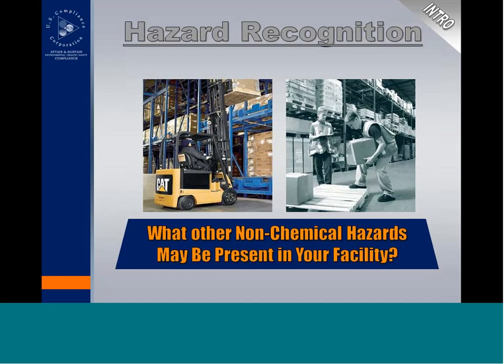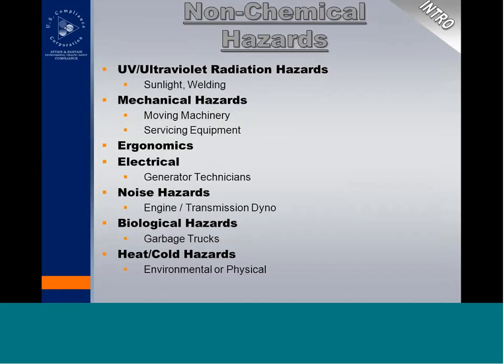So, what other non-chemical hazards may be present in your facility? While hazard communication specifically addresses chemical safety, it also addresses those hazards that may not be directly a result from a liquid or a solid chemical. Some examples of non-chemical hazards found in W.W. Williams sites include ultraviolet light, which may be a result of excessive exposure to sunlight. As we know, sunlight causes sunburn. Excessive sunburn repeatedly over the years can eventually lead to skin cancer.